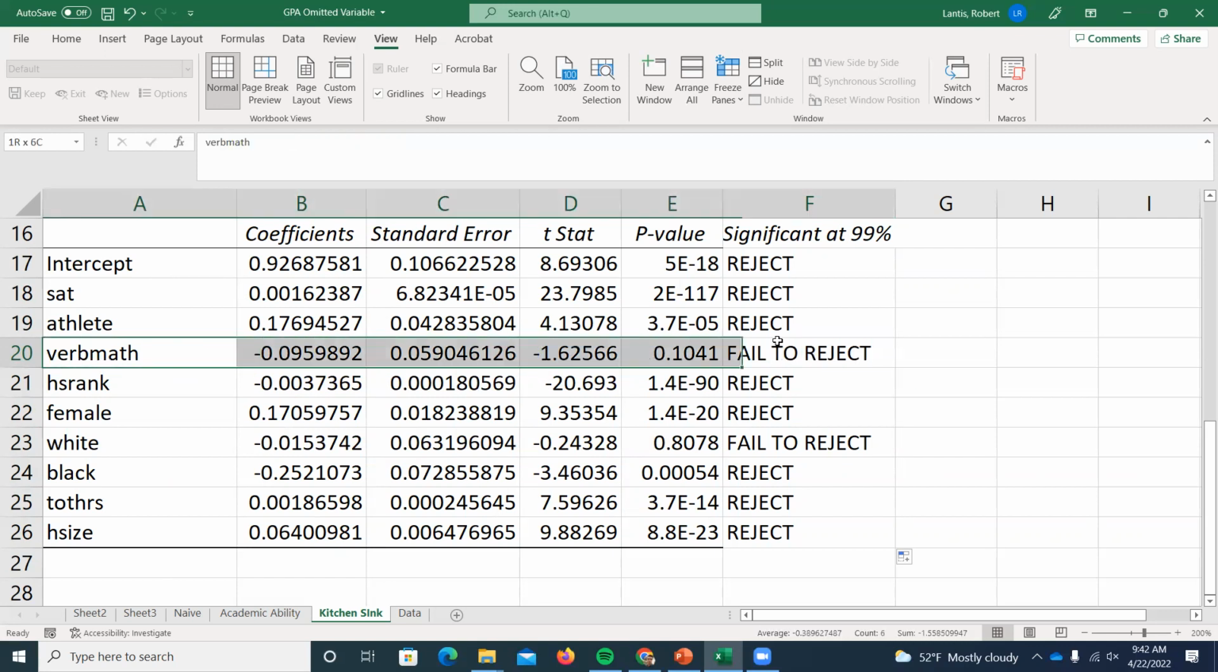So, if I'm a university and I look at this, I'm like, well, man, I can't say that this verbal math score has any effect on predicting GPAs other than 0. Maybe it's not a very reliable measure of the student's actual ability. And so maybe I scrap that, right?